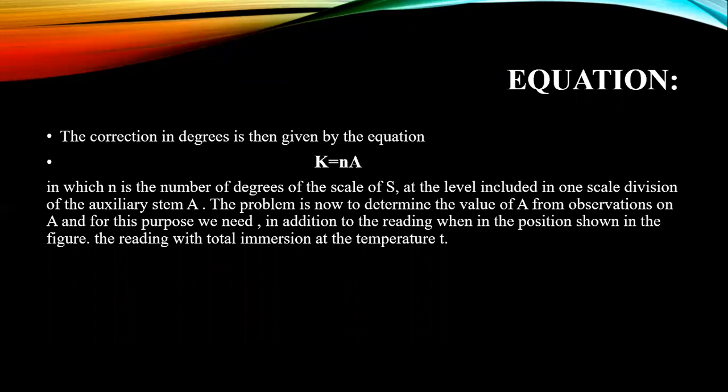Question: how to find out emergent stem correction? This is the final equation. The equation in degrees is given by K is equal to n A. N is the number of degrees of the scale of the stem at the level included in one scale union of the value A. The problem is now to determine the value of A by observation, and for the purpose, in addition to the reading, with a position shown on the reading, which is total immersion and the temperature field.